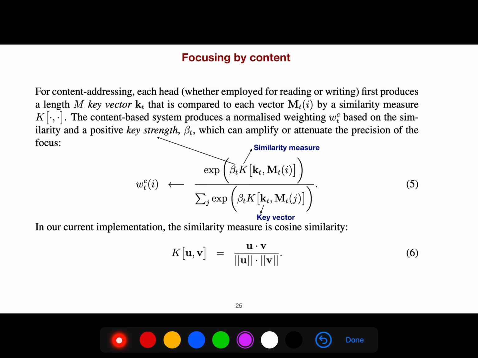And focusing by content, as I said, we have a cosine similarity K here. It says what is the similarity between your key and each of those memories, because for each i, we have a different similarity. For each i, we want to know which key is similar, and beta is the key strength.